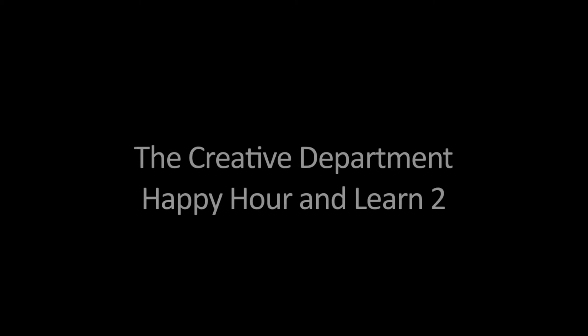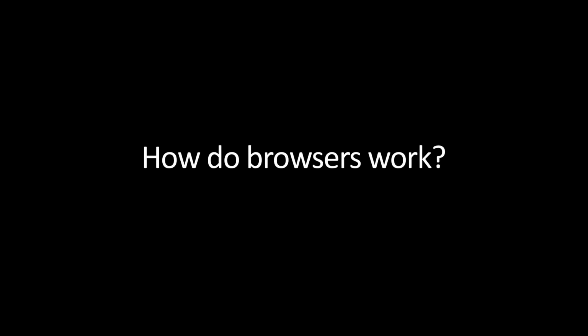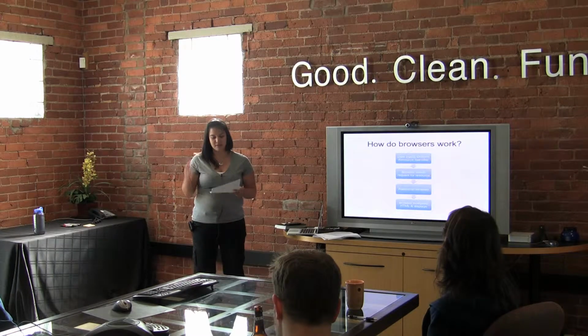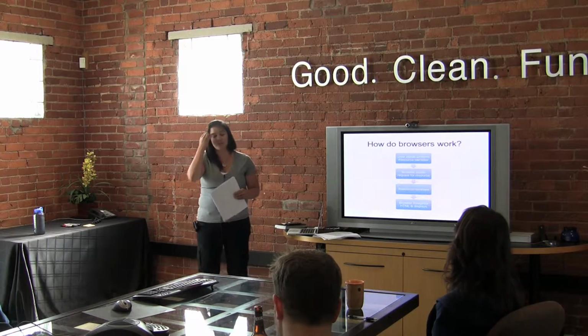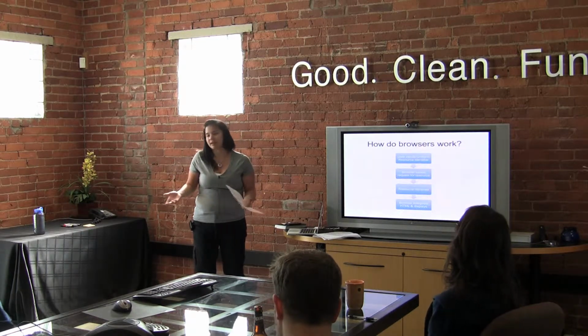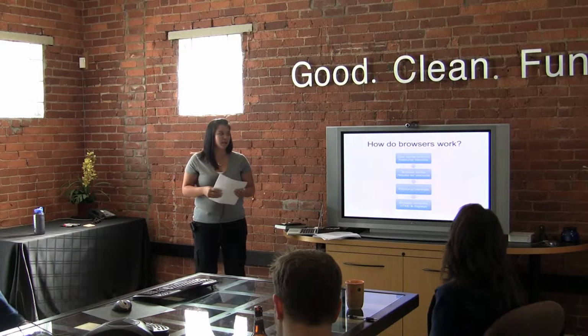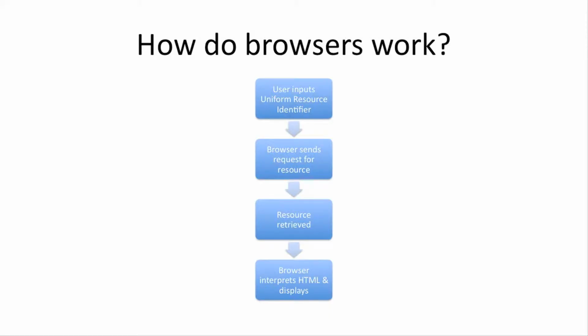So we're going to talk about how they actually work, what the components of a browser are, and what makes them function. In a nutshell, it's a pretty simple process. The user inputs a uniform resource identifier, which is to say a URL, which we talked about last week. That tells the browser this is a resource that I want to grab. It's the name and the location of a resource that I want to grab.